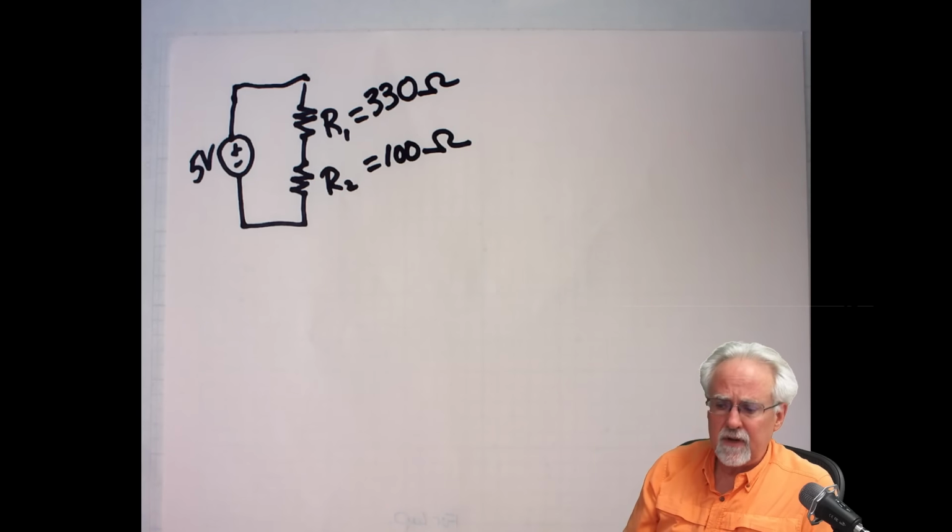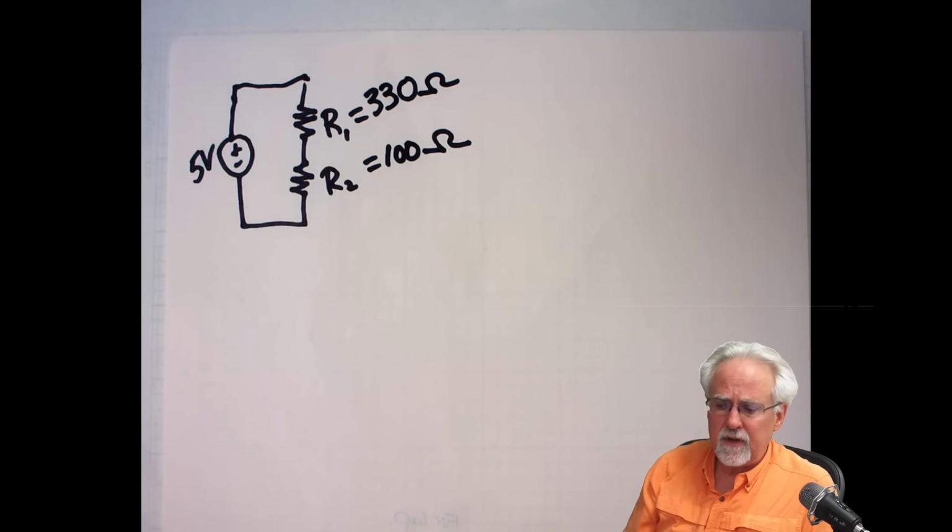You can say the equivalent series resistance is the sum of the resistors that are in series. Okay, so the equivalent resistance is the sum of those resistances. So the equivalent resistance is 330 plus 100. The equivalent resistance is 430 ohms.